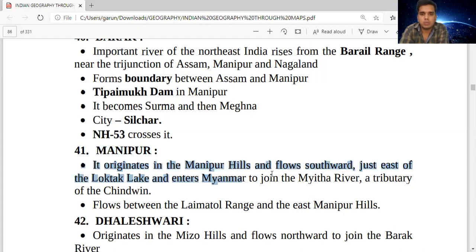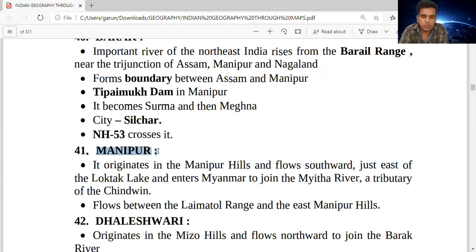It originates in the Manipur Hills and flows southward just east of Loktak Lake, and enters Myanmar to join the Maitha River, a tributary of Chindwin. It flows between the Lime Atoll Range and the East Manipur Hills. All these rivers are basically considered tributaries of the Brahmaputra.